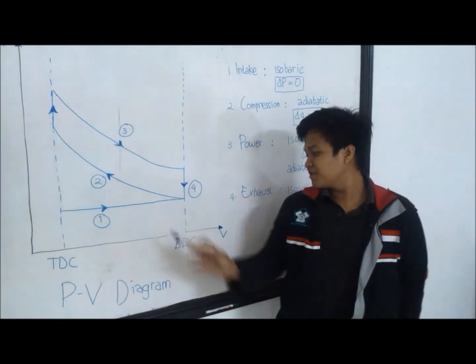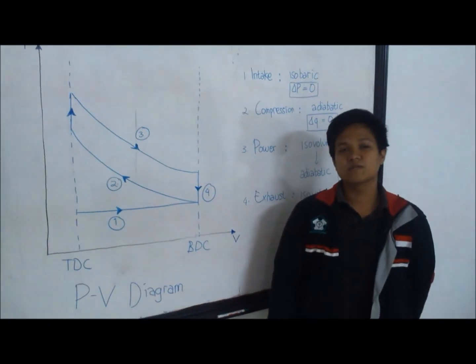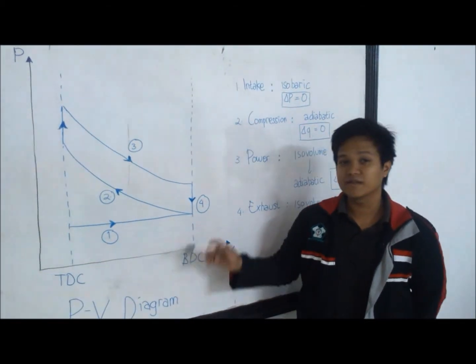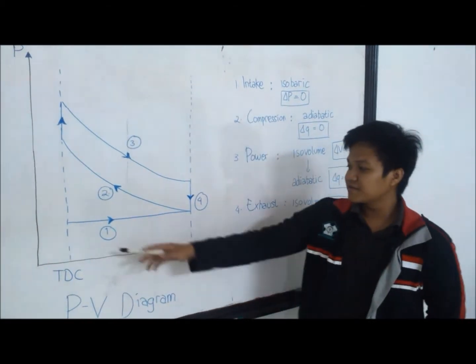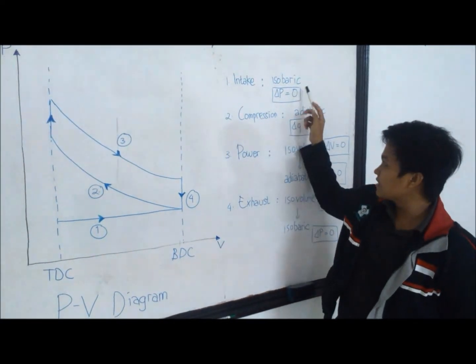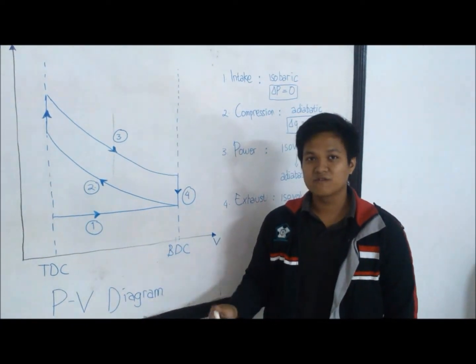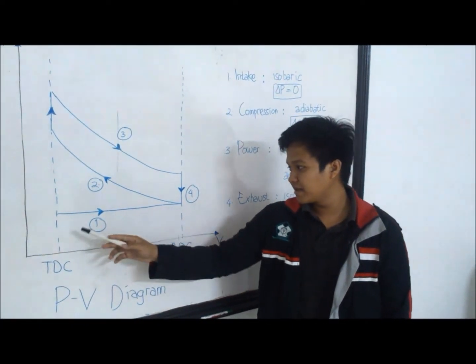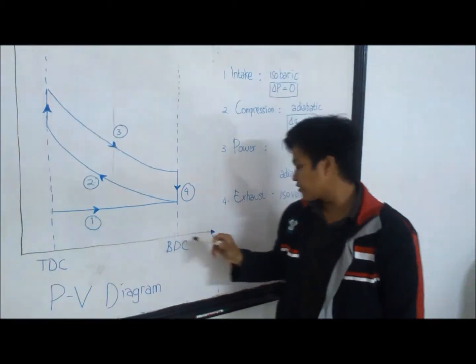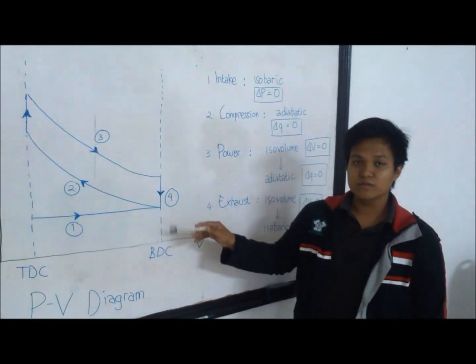And this is the PV diagram, the pressure versus volume diagram, and we want to explain the thermodynamic process that happens in the four-stroke engine combustion. The first is the intake process, which happens isobarically, meaning there is no change of pressure during this process. It's only the volume that expands. We can see from this point to this point that the volume is increased.